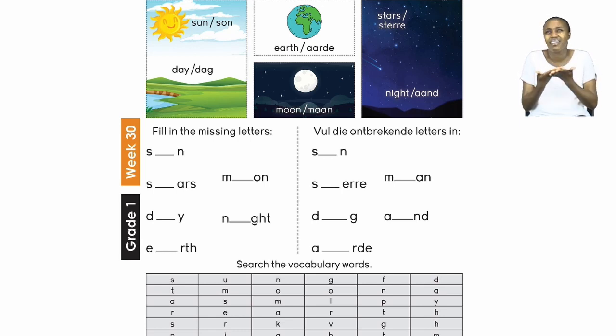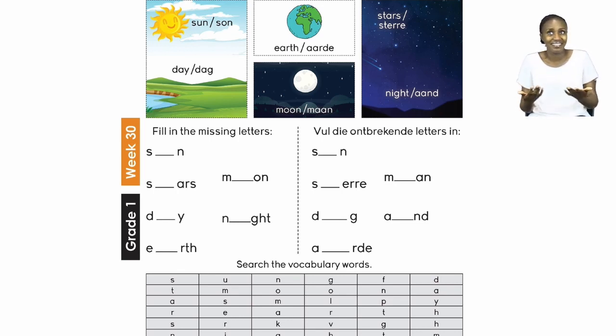The first word that we're going to be talking about is the word sun. Sun. Now, as you can see, the sun is out and it's smiling. The next word we're going to talk about is the word day. Day. Now, when the sun is out, it becomes daytime. That's when we are able to see and go to school and laugh and play outside.